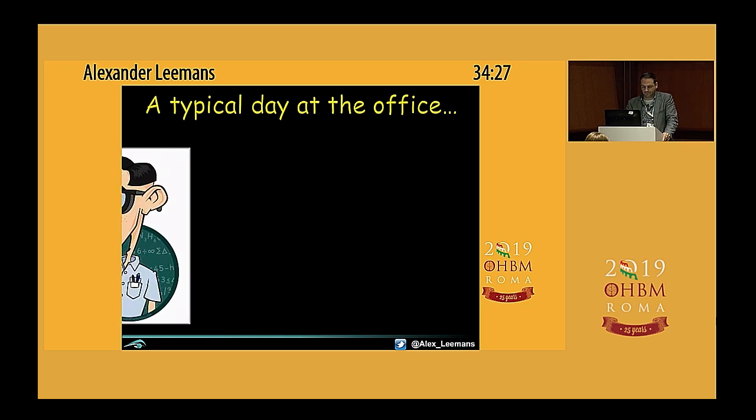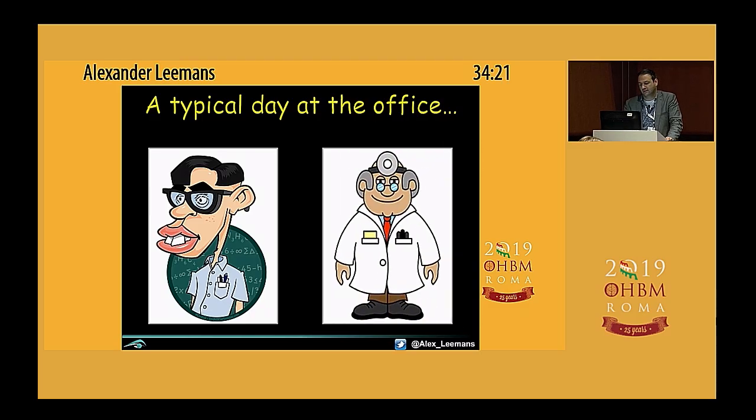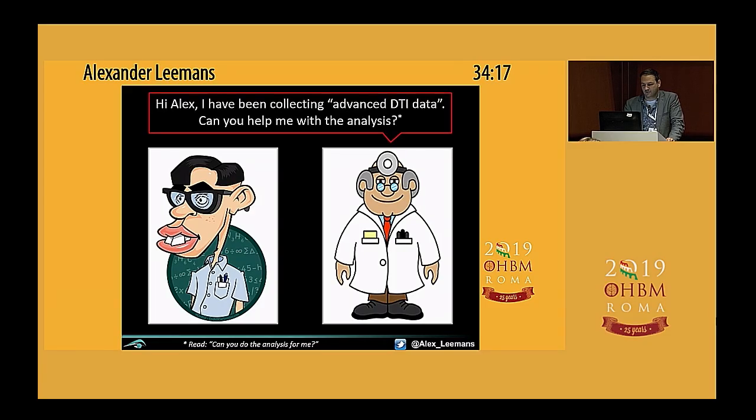Okay, so this is me. I'm the physicist. I'm the nerd in the lab, if you want. And here's the rich and handsome Dr. Bob. And he steps into my office and he says, "Hey, Alex, I've been collecting advanced DTI data. Can you help me with the analysis?" And obviously the little star says like, "Well, can you do the analysis for me?" Which is fine. Every person has their own skill set. And so we're there to facilitate them, right?